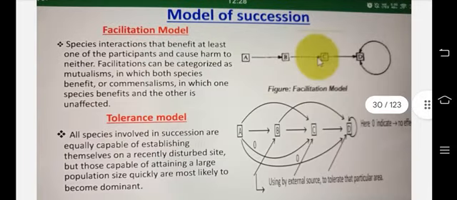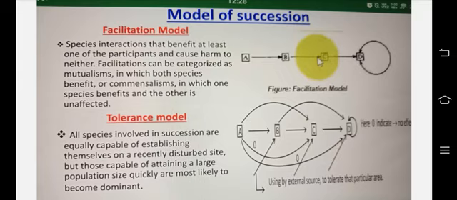Models of succession. Facilitation model: species interactions that benefit at least one of the participants and cause harm to neither. Facilitation can be categorized as mutualisms, in which both species benefit, or commensalisms, in which one species benefits and the other is unaffected. Facilitation model. Then tolerance model.